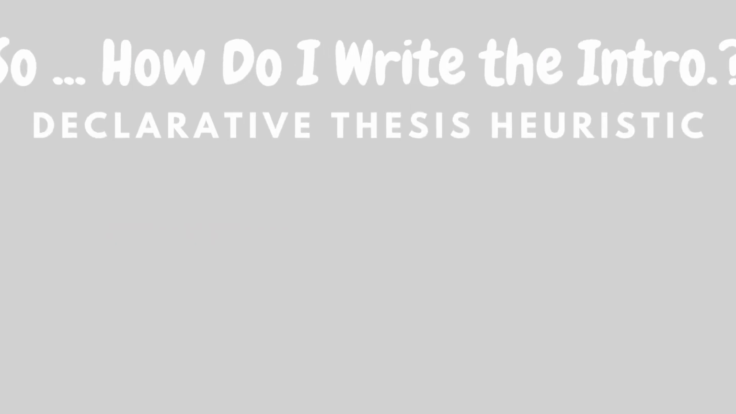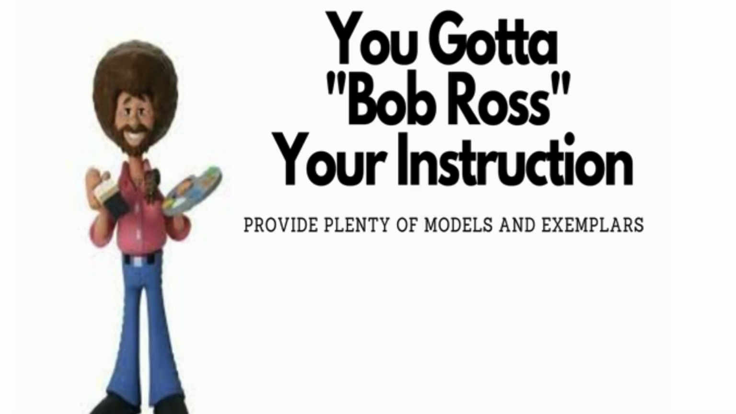I'm always saying this: you've got to Bob Ross your instruction. In order to demystify writing on any level, teachers need to teach writing explicitly and make sure that they're not just merely assigning it. So like Bob Ross, I use heuristics. He used something called the wet on wet technique every time he did a natural landscape. And every time my students and I tackle rhetorical analysis, that intro is going to be done with the declarative thesis heuristic, and our body paragraphs are going to be constructed with the syllogistic method.